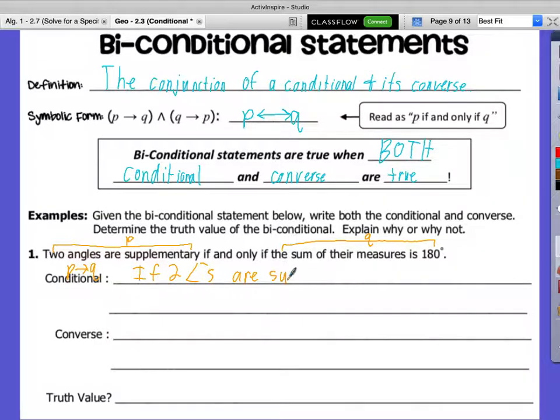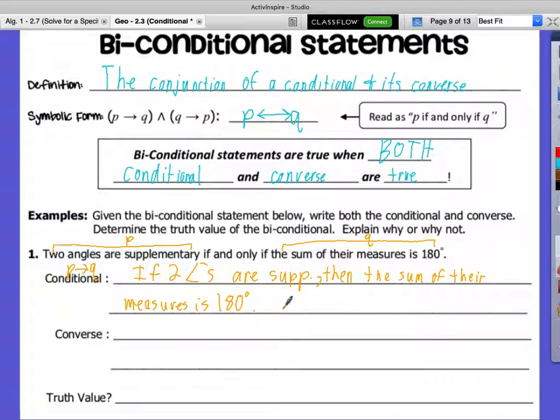Two angles are supplementary. Once again, I'm doing some shortcuts up here. For the two, I'm drawing the two. The angles, I'm drawing the angle symbol, apostrophe S. Supplementary, I'm just going to say up. The two angles are supplementary, then the sum of their measures is 180 degrees.